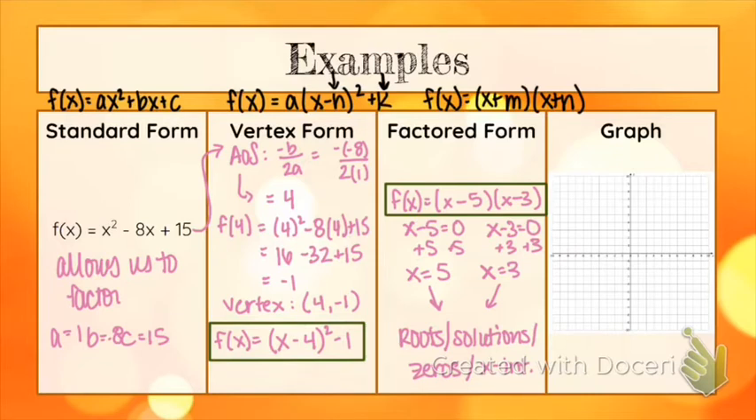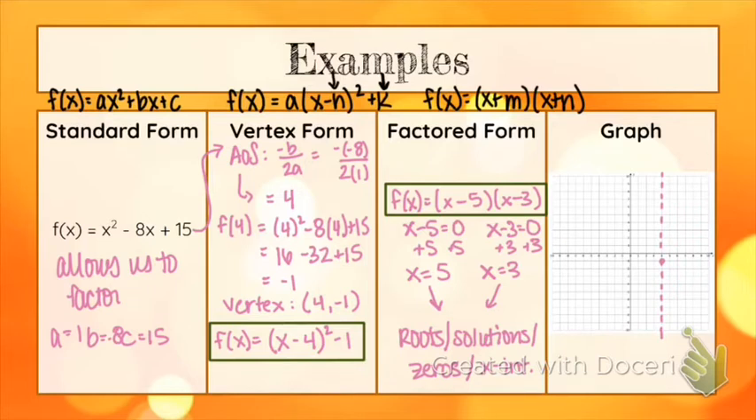Okay, so we know that our axis of symmetry is at positive 4. So I can have an axis of symmetry here that kind of helps me draw my graph. And then my vertex is at (4, -1). We learned that from vertex form. So I'm going to put a dot right there.